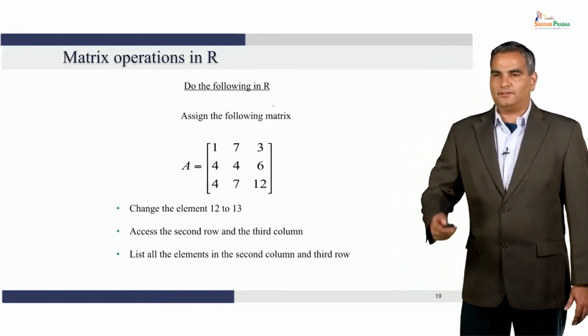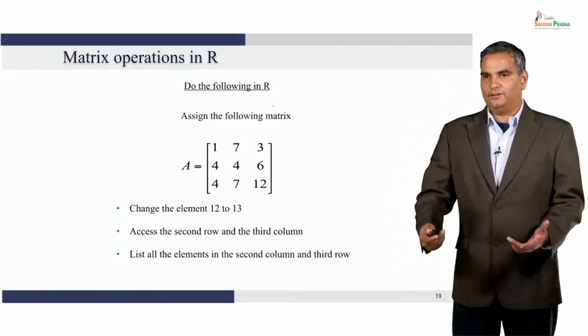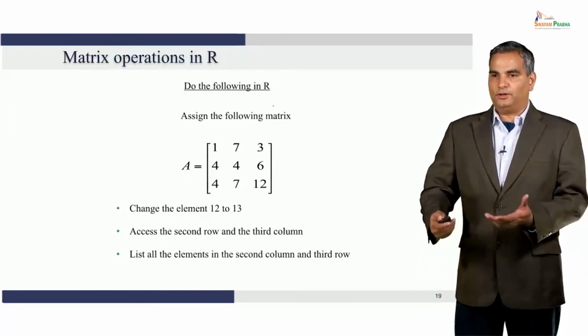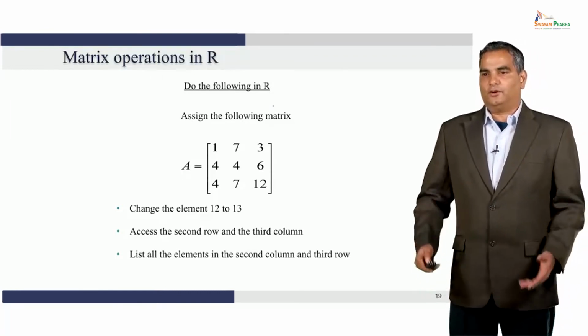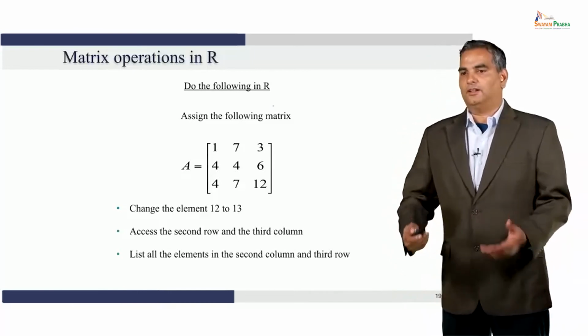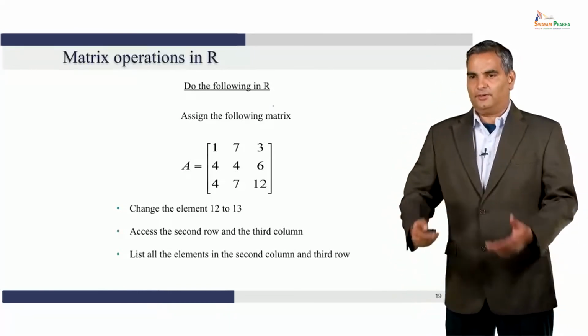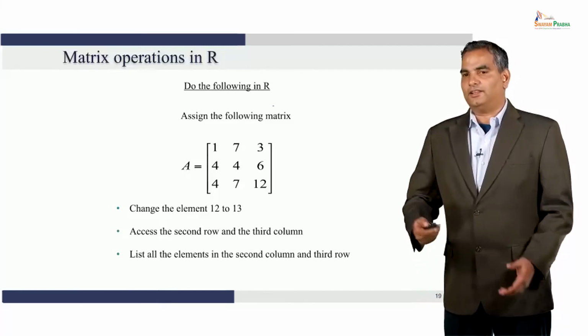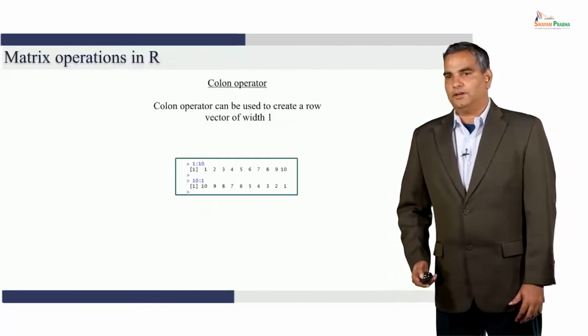So here is a simple assignment for you to try and do in R. Assign the following matrix, change the element 12 to 13, access the second row and the third column, or list all the elements in second column and third row. These are some simple exercises that you can do. You can think of other exercises that you can do with this matrix also.